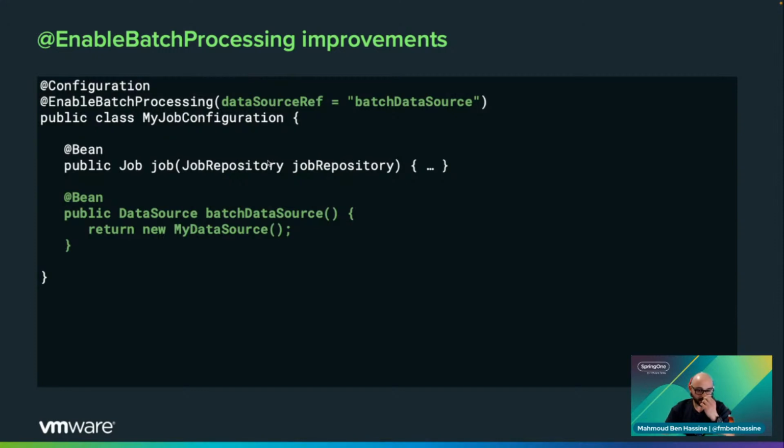So this is what we have done, and now in Spring Batch 5, this is the way to configure Spring Batch through the annotation. Of course, this is purely declarative. If this data source here is auto-configured by Spring Boot, for example, imagine I don't have this bean here, I can still point to it through this attribute, and it's purely declarative just by adding an attribute on the annotation.